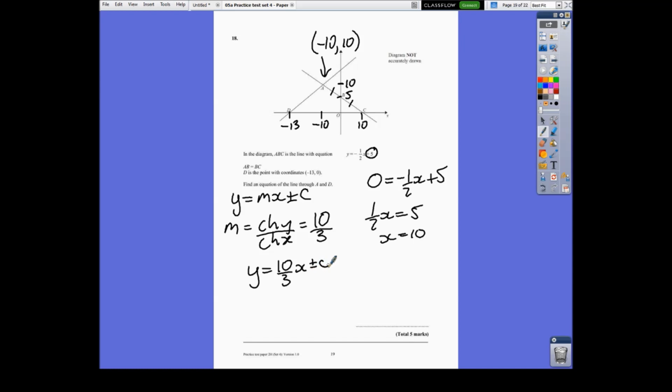To find the value of c, if we put the equation equal to 0 again, we know that when y is 0, x is minus 13. So 10 times minus 13 is minus 130 over 3. And to make that equal to 0, c must therefore be 130 over 3. So the equation of the line is y equals 10 over 3x plus 130 over 3. And again, you can leave those as fractions, or you can actually work those out.